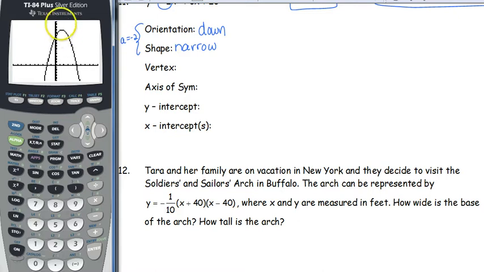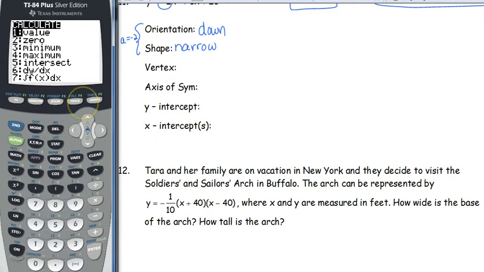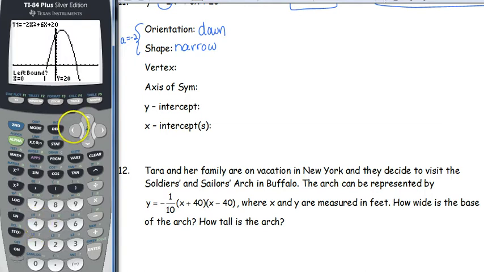Alright, if we want to find the vertex, we want to find that highest point there. So we go to second trace. And for the highest point, the vertex, we always use the min or max. Think about what you're looking for and which word is going to match what you're looking for. We want the highest point, so we want the maximum.